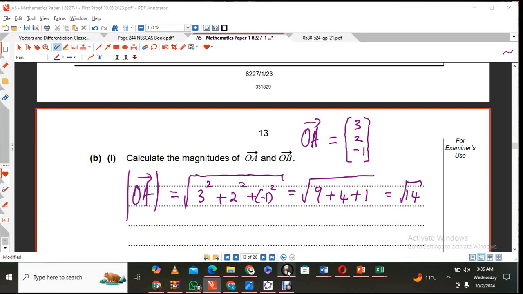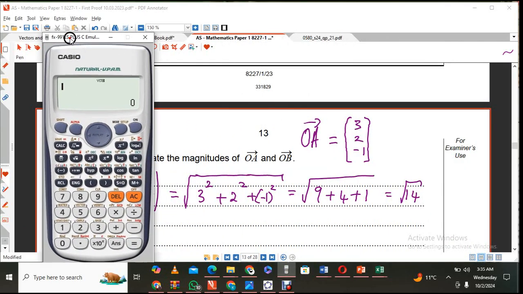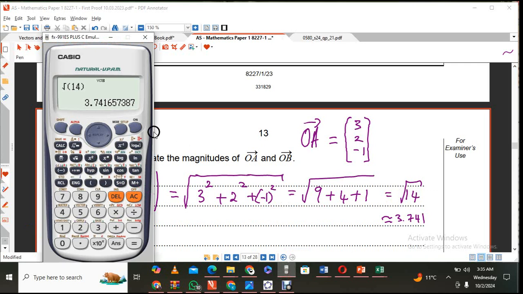Just an interesting fact there, because I want to show you how to calculate the magnitude of that vector using this calculator. So say, what is the square root of 14? Well, the square root is something like 3.741. So this is about 3.741. I'm not going to use this when I continue in the second part. I just want to show you how one can find that.